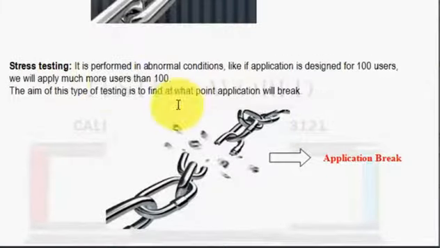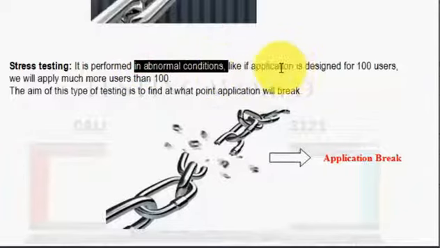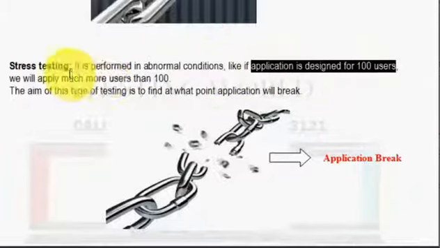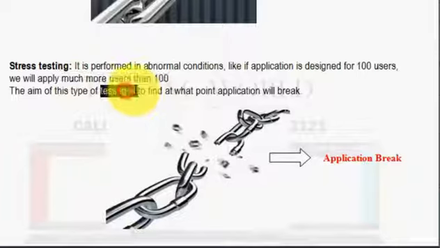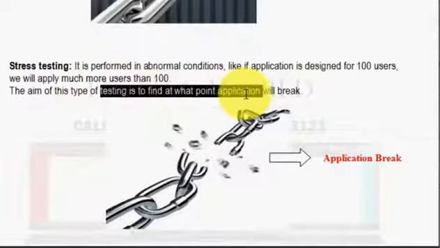The second testing is stress testing. It is performed in abnormal conditions. If expected users are 100, then we will start stress testing from 100 users, and we are going to increase users constantly until my application breaks. If the application is designed for 100 users, we are going to apply much more than 100 users. The aim of this type of testing is to find out the point when the application will break.